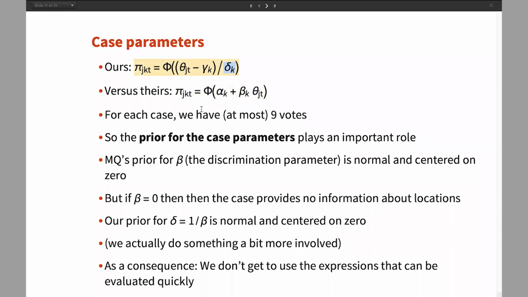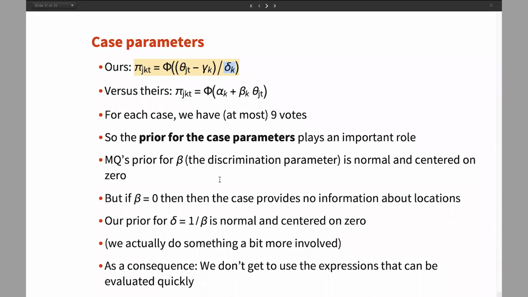Now, the prior for the case parameters can be important for the following reason. For every case, how many observations do we have about justices' locations? Well, there's at most 9 justices voting. Sometimes there's fewer. So we don't have, for any given case, a lot of information. And yet it's the cases themselves, and there's a lot of cases, that are going to give us information about the locations. And so the fact that there's this feedback means that experimenting with different priors could make a substantial difference for some aspects of the posterior distribution.